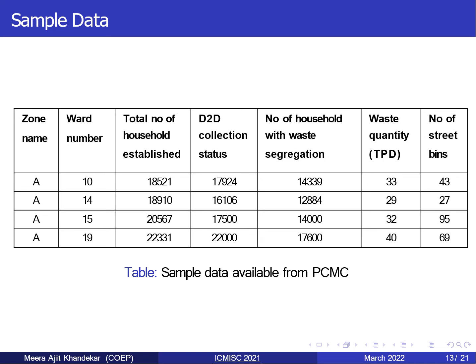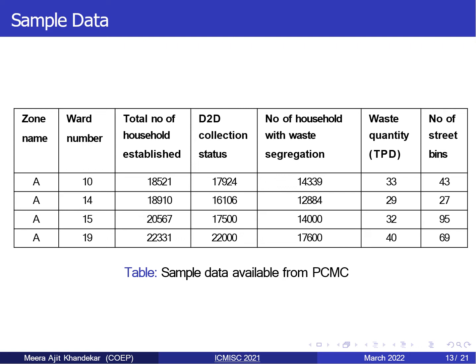For ward number 15, around 20,567 households are included. For 17,500 households, it is possible to collect garbage. 14,000 households segregate the waste before deposit, and around 32 tons of solid waste is collected from ward number 15, which comes under zone A.